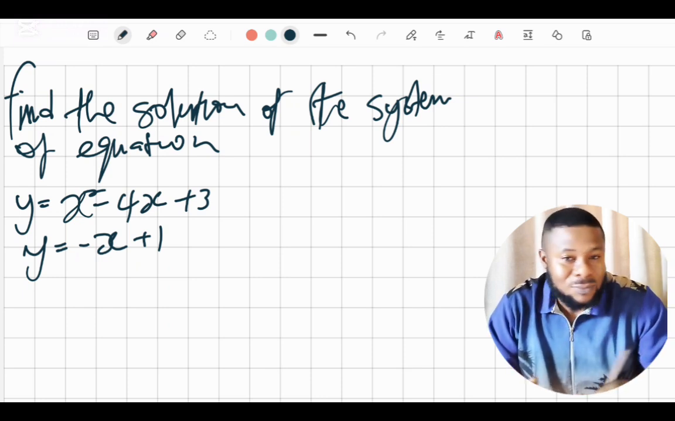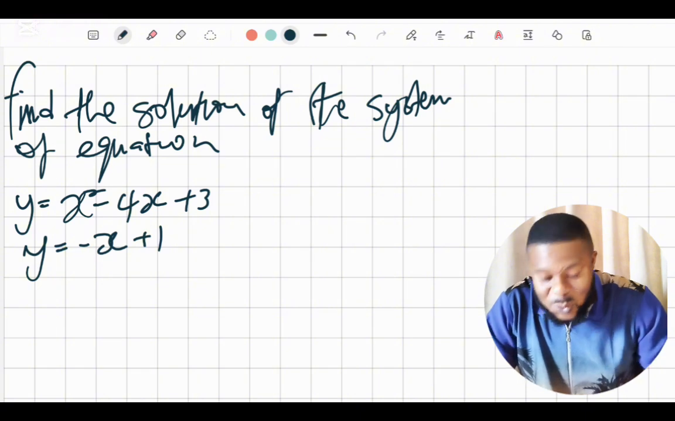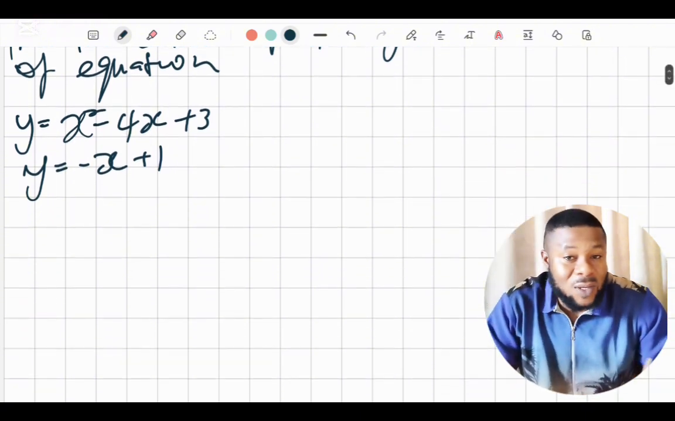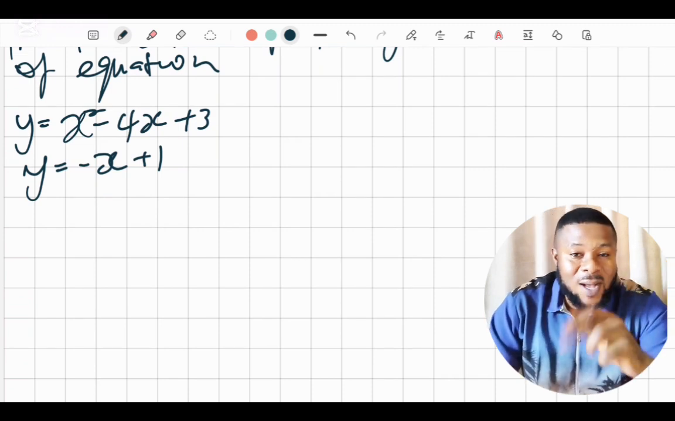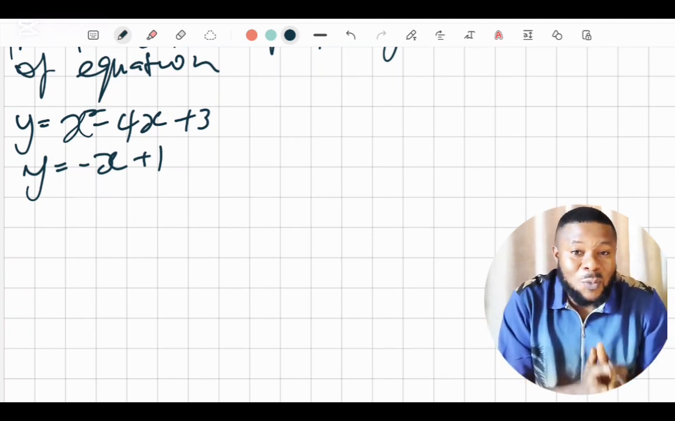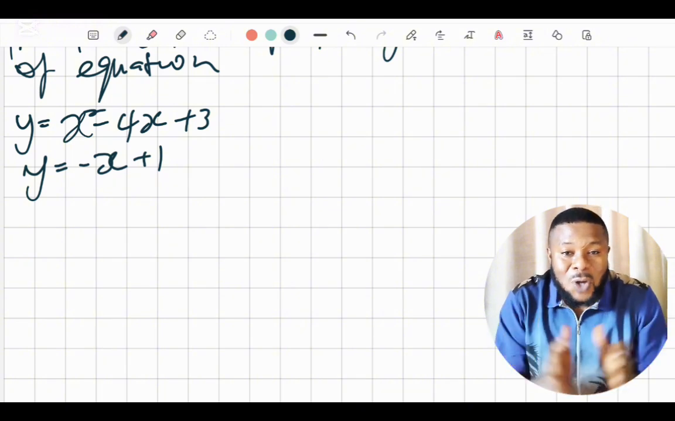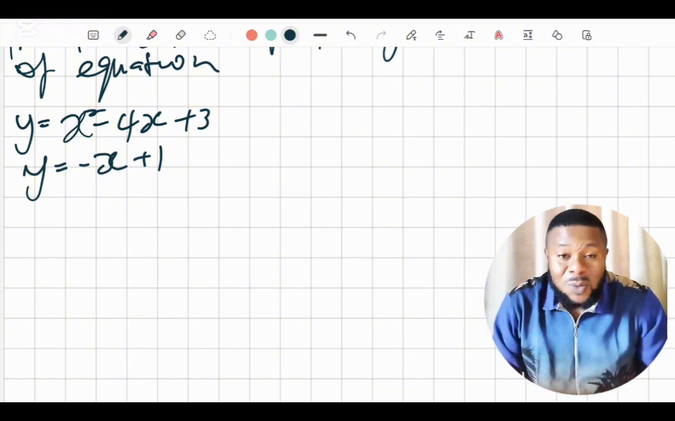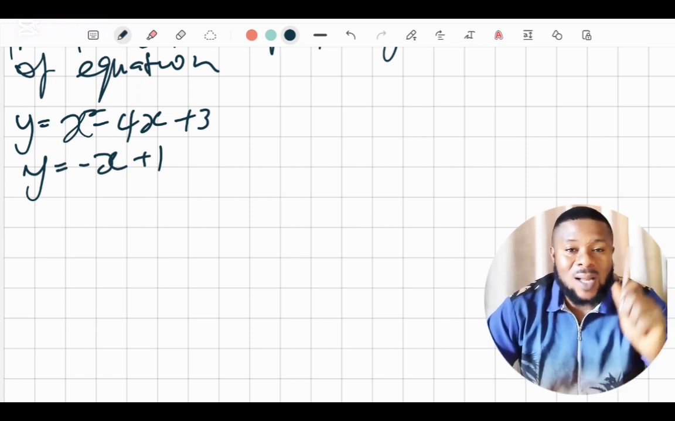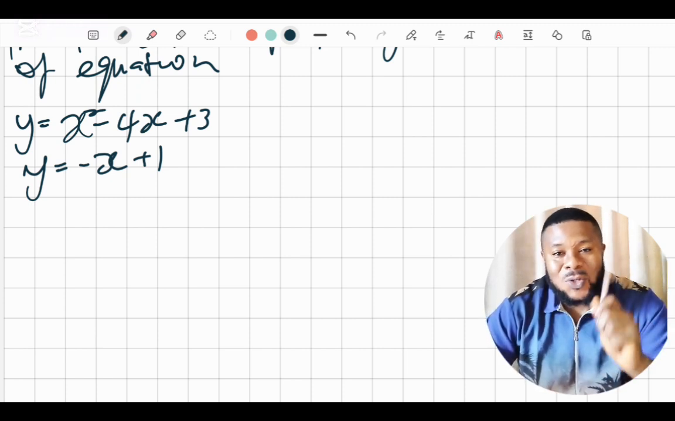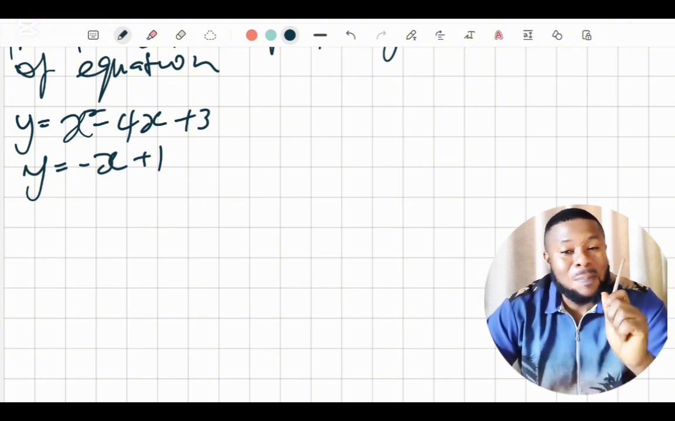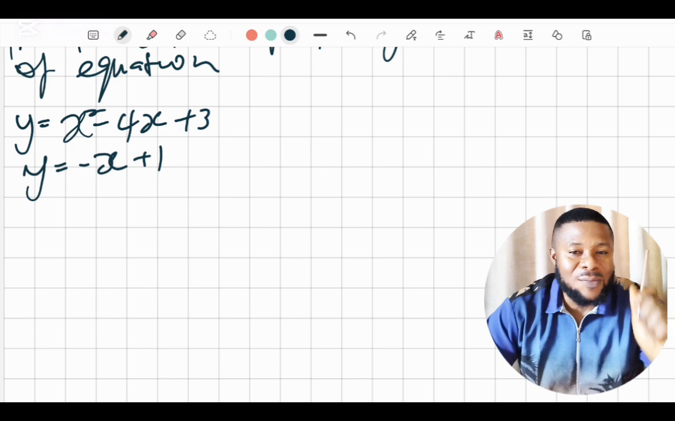So let's quickly run through it. First, we have to find the zeros of the quadratic function. For the zeros, we have to factorize this. Looking for two numbers whose product will give us the constant term, which is plus 3, and whose sum will give us the middle term, which is minus 4. These two numbers are minus 1 and minus 3, because minus 1 times minus 3 will give you plus 3, and minus 1 plus minus 3 will give you minus 4.